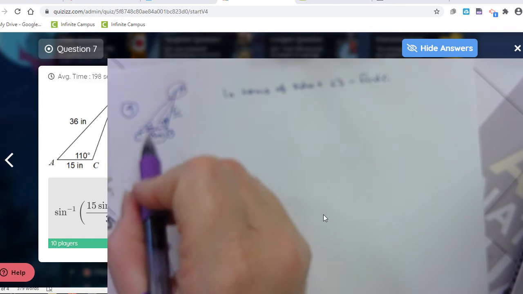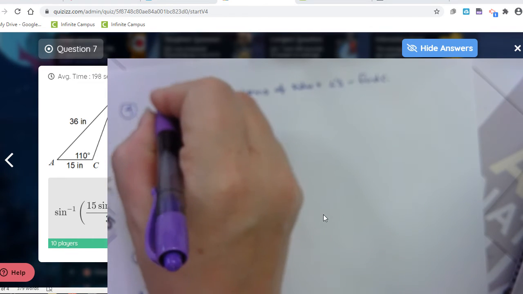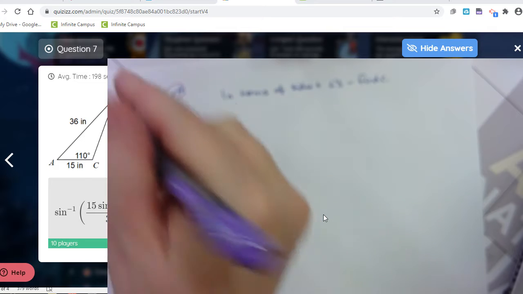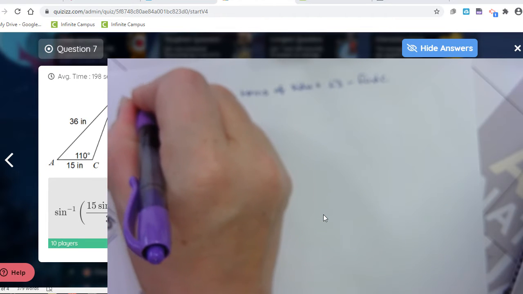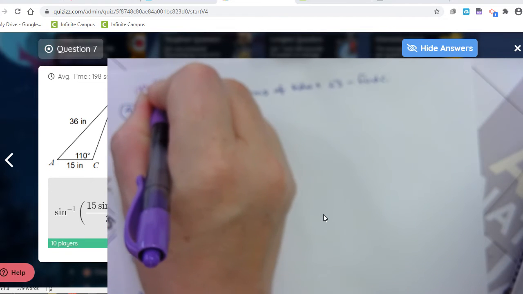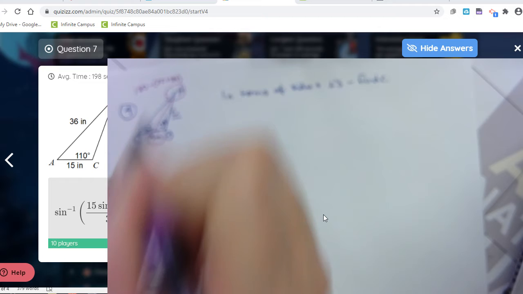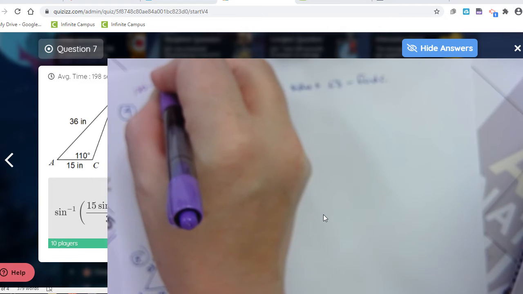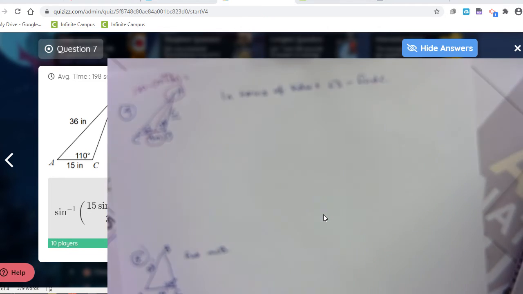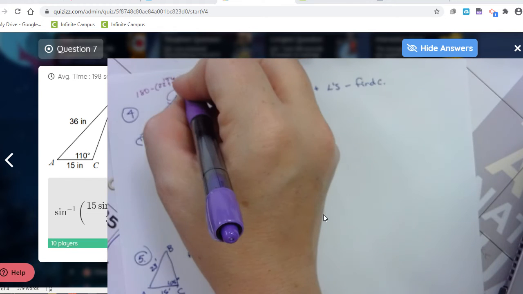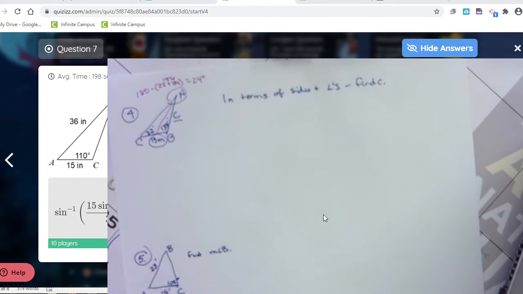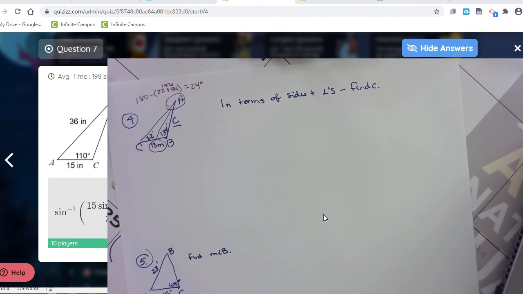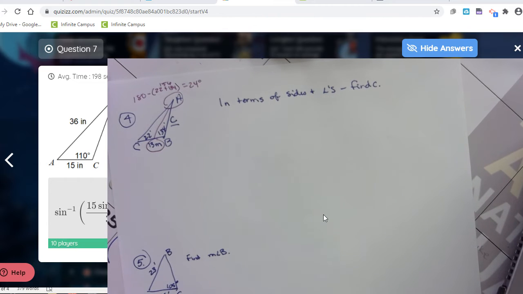All right, well, first of all, I can solve for A just by taking, let me pull this down a little bit, 180 minus 22 plus 134. So that's a total of 156, which is subtracted out, 24. So that's 24 degrees. So I know the angle A is 24 degrees.